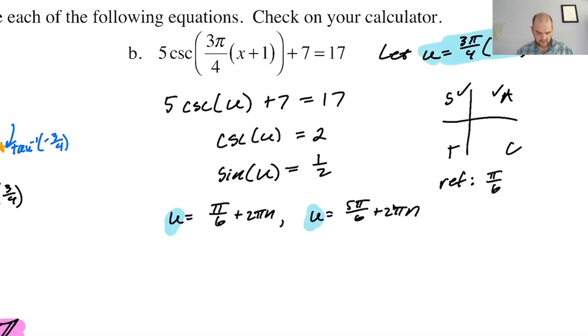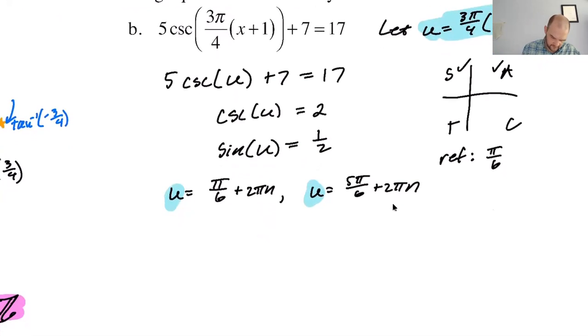So we're going to make u equal 3 pi over 4 times the quantity x plus 1.